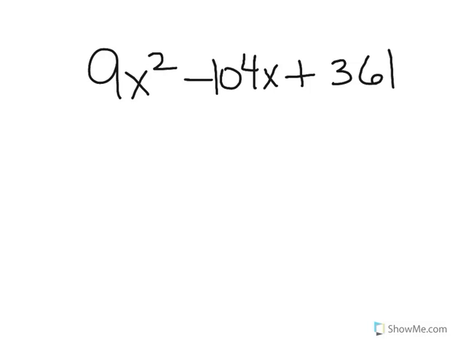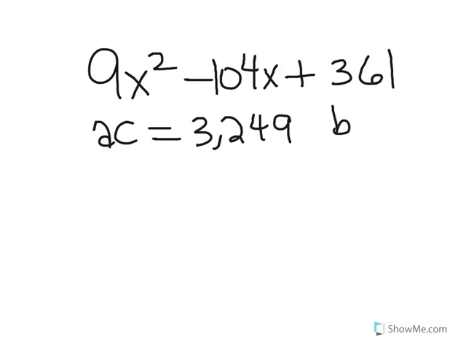We haven't yet looked at an example where we have a minus sign after the first square term. Let's take a look at one now and see if it really is that much of a challenge. Well, we're going to pretend we don't know that this is a square polynomial. So we start off calculating AC. We take 9 times 361. It's 3,249. B, of course, is negative 104.